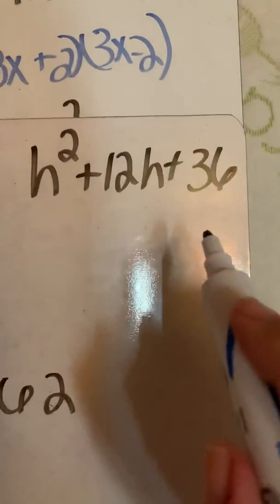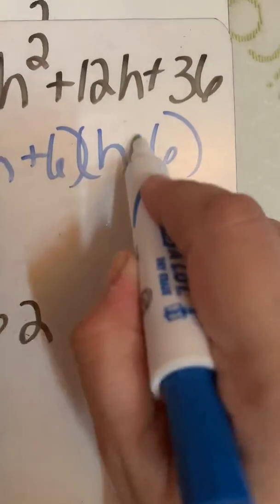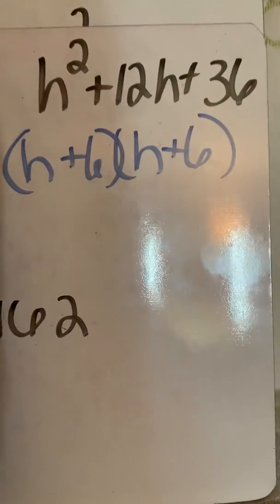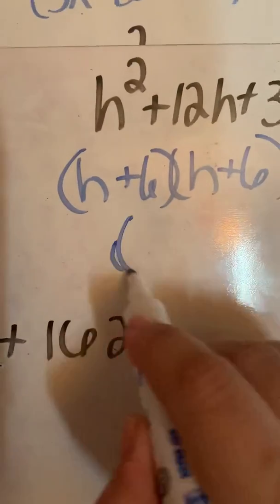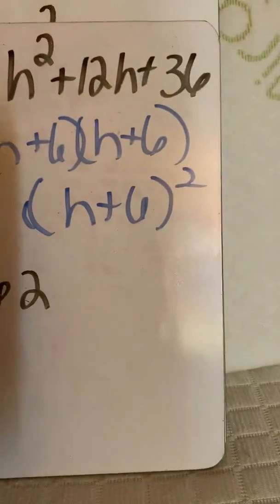This one here, 6 and 6. And 6 plus 6 gives me 12. H, 6, H, 6, plus, plus. Done. And then I rewrite it, because I have two pairs that are equal, as h plus 6 squared.